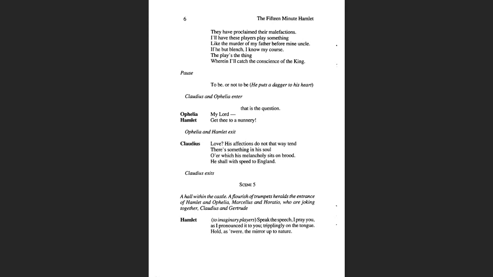So his plan is he's going to put on a play about his uncle killing his father, and his uncle's going to be watching it. And when he sees the play about him killing his own brother, he's going to freak out, and then Hamlet's going to know for sure that he's the one who did it.